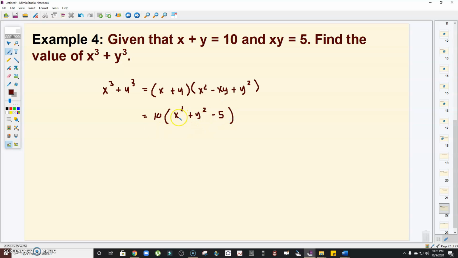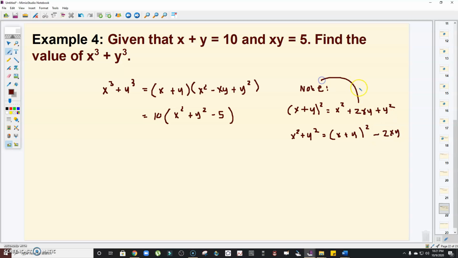Okay. However, wala pa akong value ng x squared plus y squared. Right? But take note. We have to consider the square of the binomial x plus y. Right? So, (x plus y) squared is equal to x squared plus 2xy plus y squared. Right? So, take note, after tayo sa sum ng squares ng x and y. Right? So, that is x squared plus y squared is equal to (x plus y) squared minus 2xy.